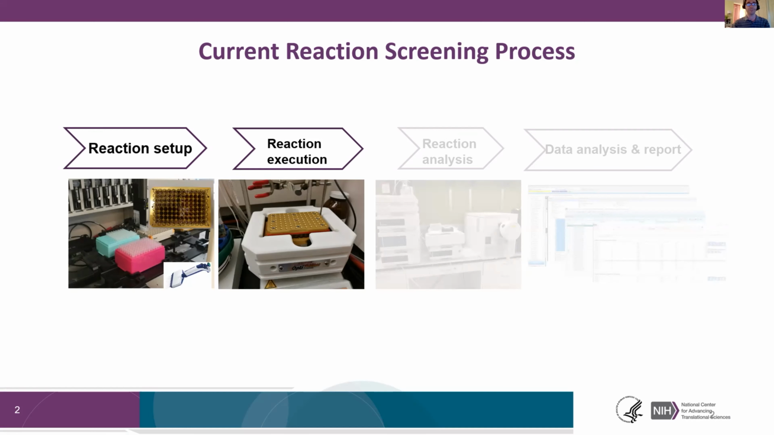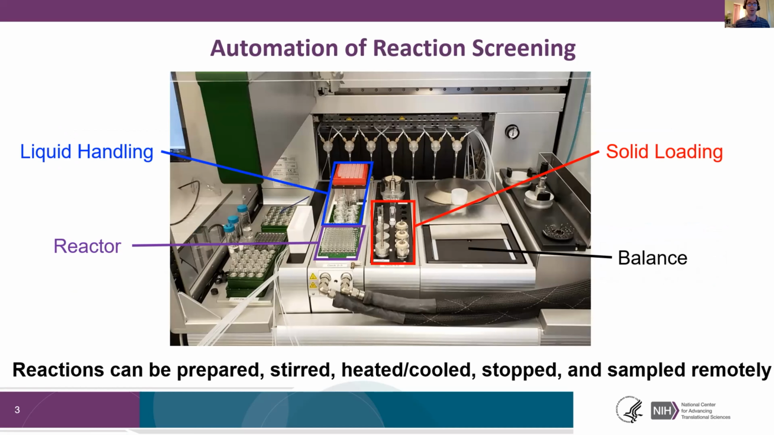I want to talk first about the reaction setup and execution. The instrument that we're using for a lot of this is the Unchained Labs Junior at the moment. It's capable of liquid handling and solid loading. There are 3 reactors which are capable of heating and cooling reactions and stirring. The liquid handling can use needles to inject liquids or pipettes. And the solid loading also has a balance associated with it, here labeled in black, for weighing the solid out efficiently.